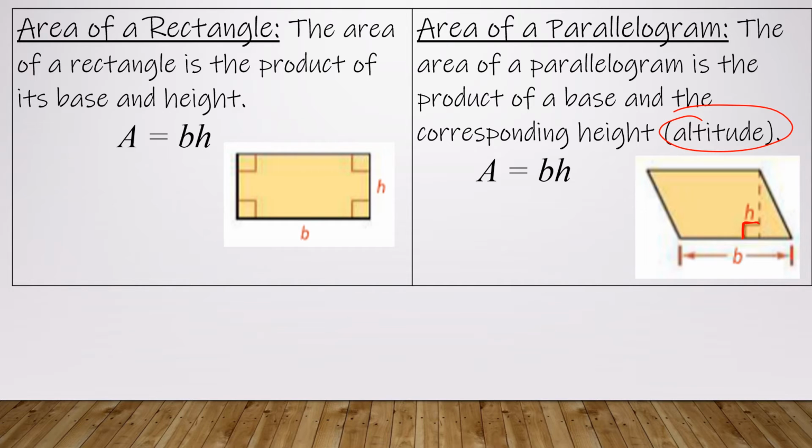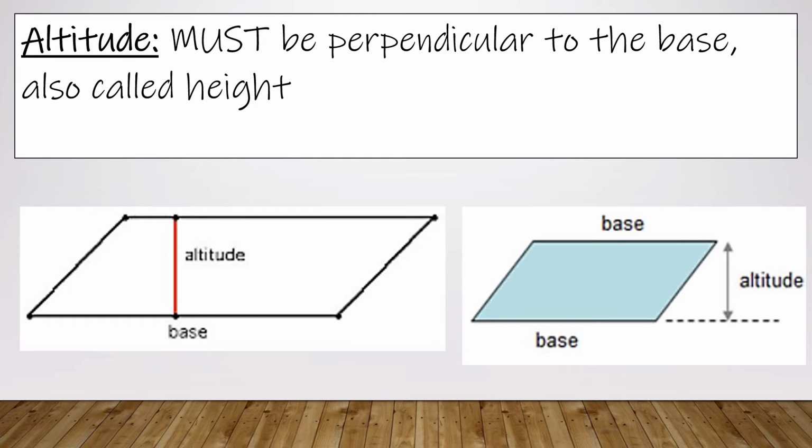Altitude is another word for height. It just means that it is the height and it must be perpendicular to the base, so it has to form a 90-degree angle with the base. Sometimes we have to extend our base out to get that altitude or that height, but it's always going to be a 90-degree angle with the base.